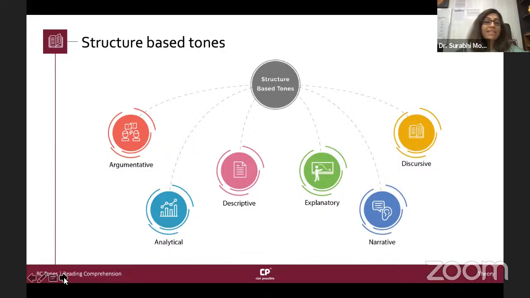Description is nothing except जो जैसा है वैसा ही describe किया गया है. Narrative is story. Story which moves in time. Storytelling is a narrative tone.